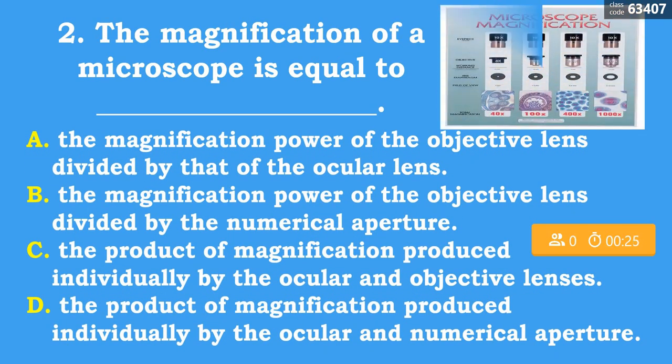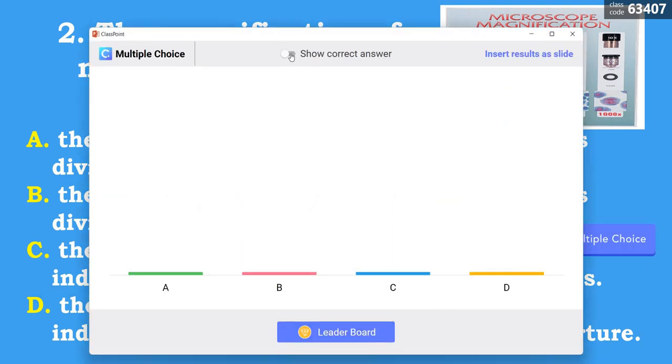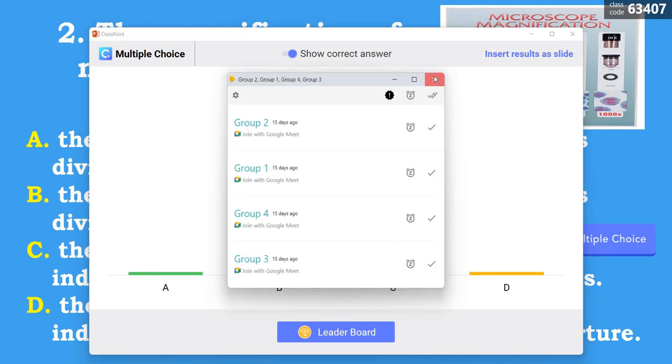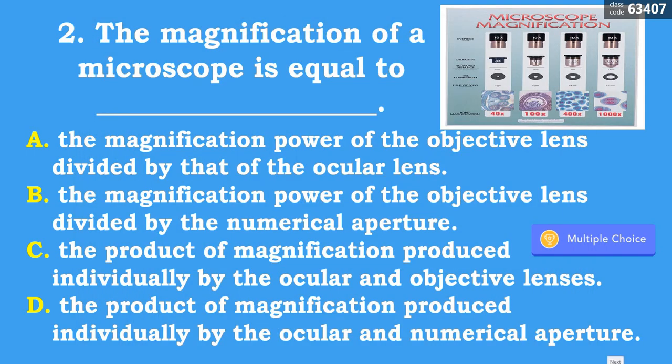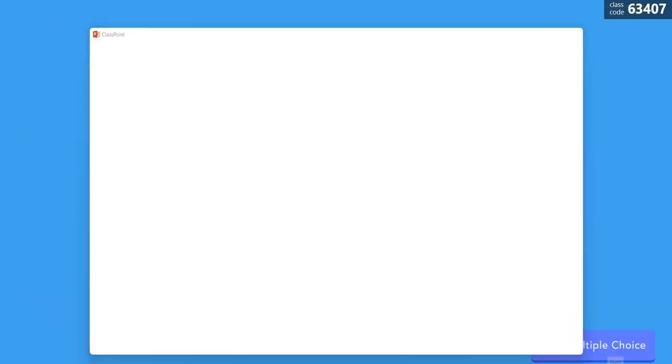The magnification of a microscope is equal to what? A, the magnification power of the objective lens divided by that of the ocular lens. B, the magnification power of the objective lens divided by the total aperture. C, the product of magnification produced individually by the ocular and the objective lenses. D, the product of magnification produced individually by the ocular and spherical aperture. Okay, the correct answer for this is letter C. Okay, so that's the correct answer. Next, let's have it.